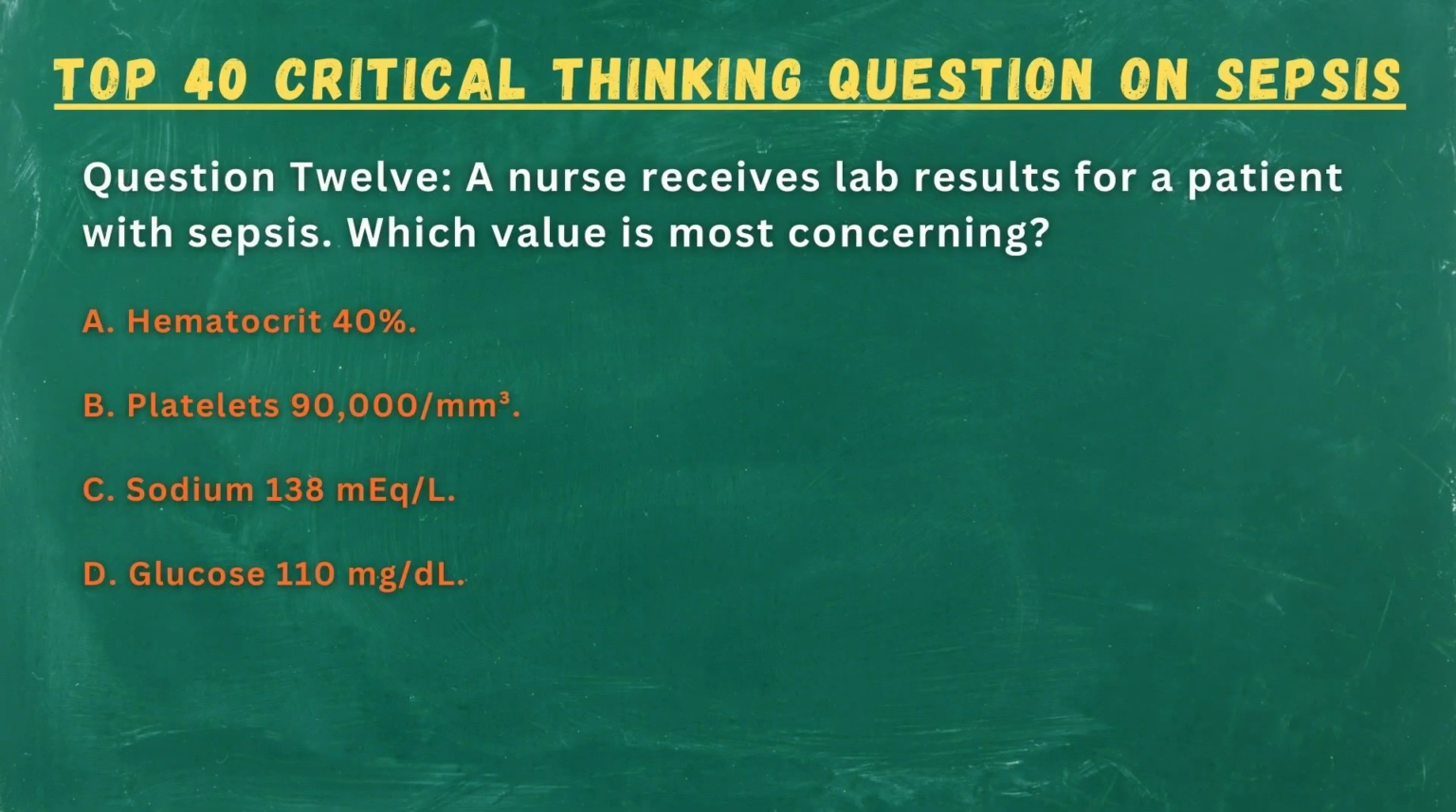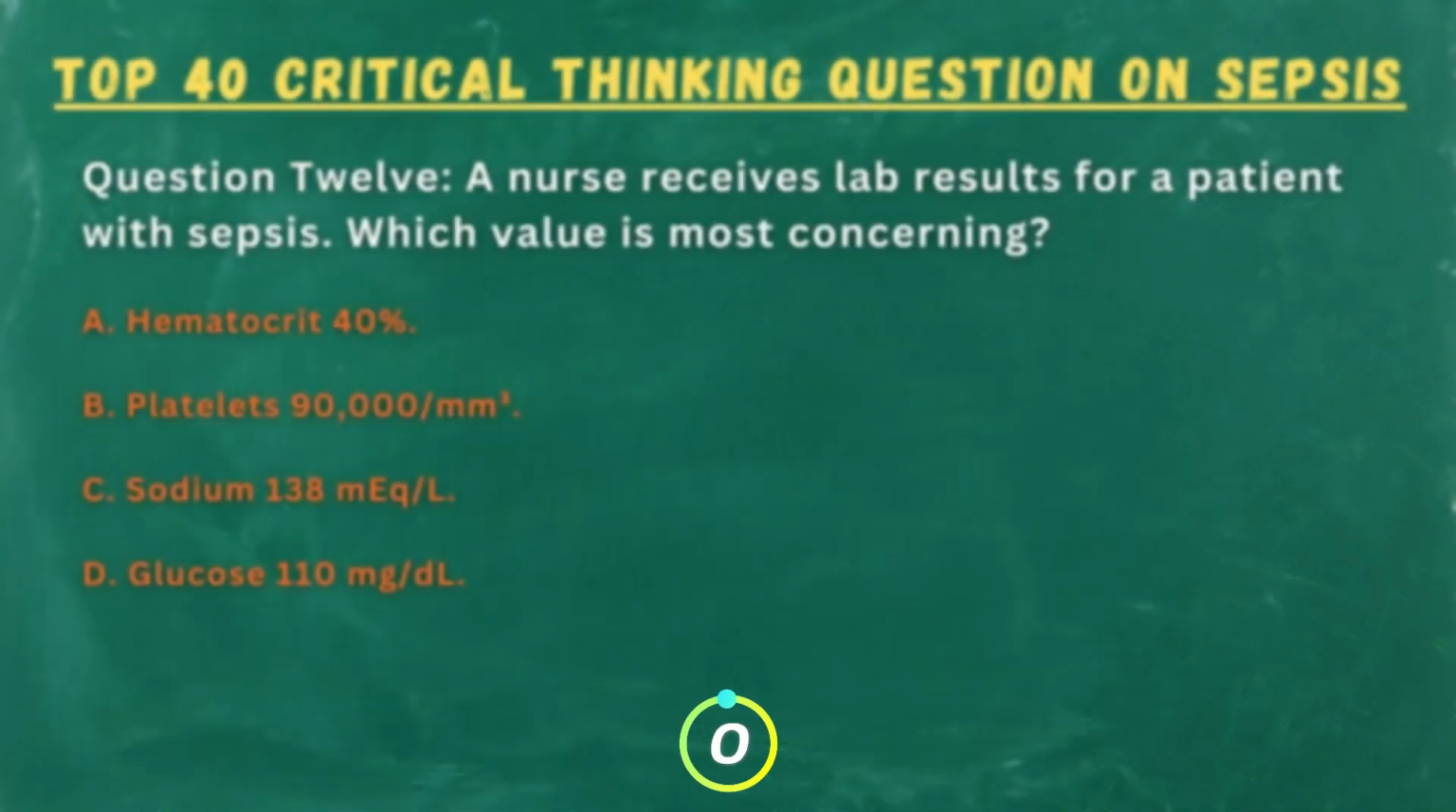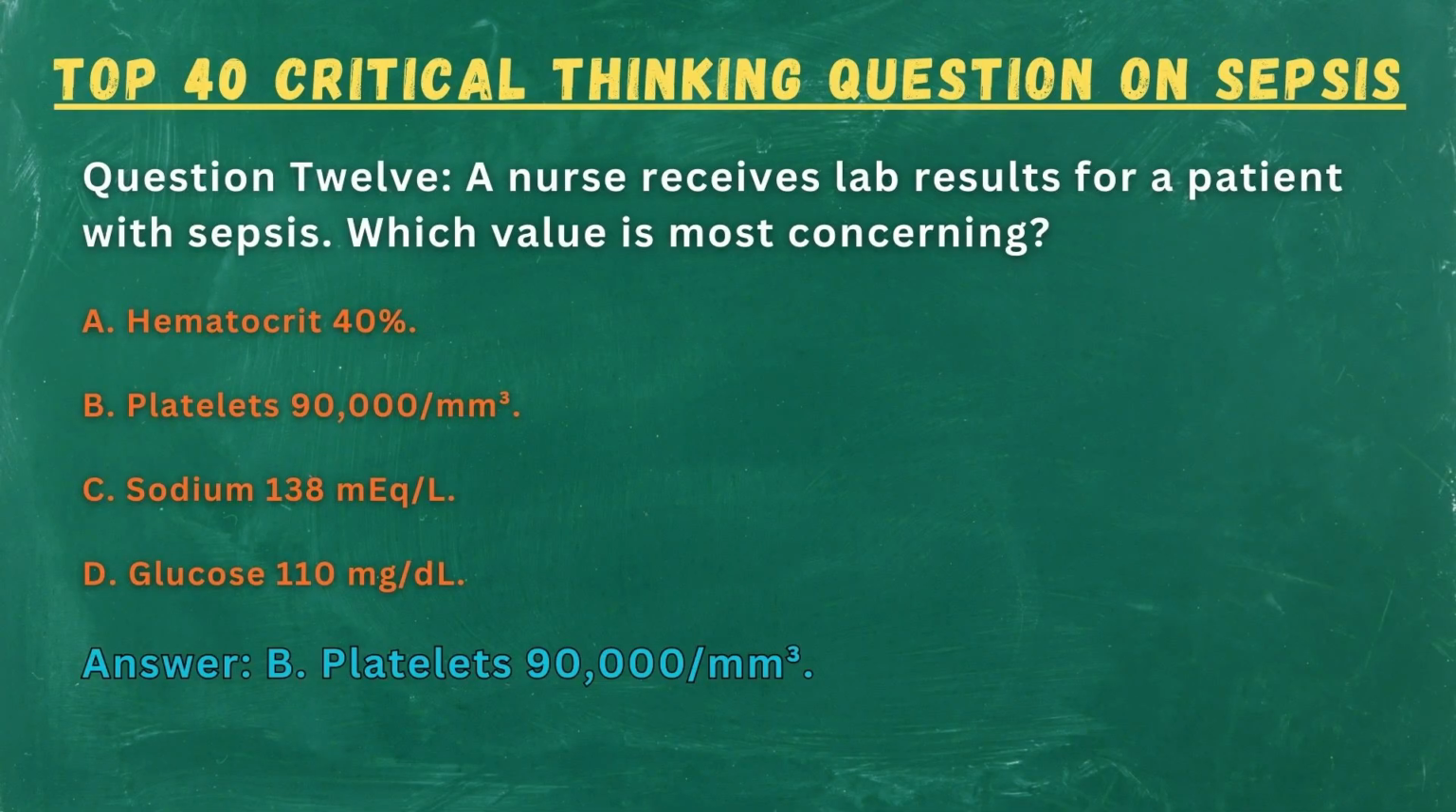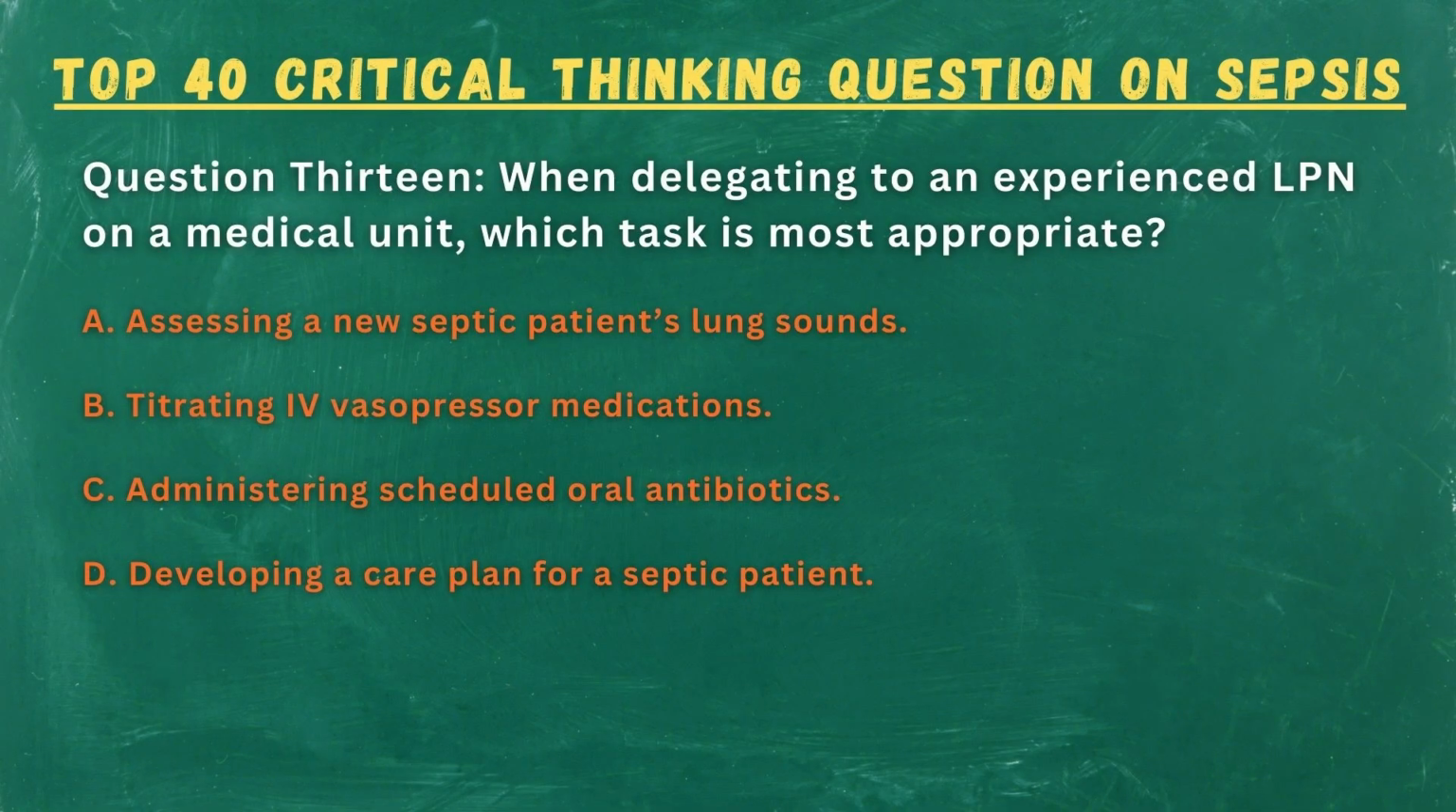Question 12. A nurse receives lab results for a patient with sepsis. Which value is most concerning? A. Hematocrit 40%. B. Platelets 90,000/mm³. C. Sodium 138 milliequivalents/L. D. Glucose 110 milligrams per deciliter. Answer: B. Platelets 90,000/mm³.